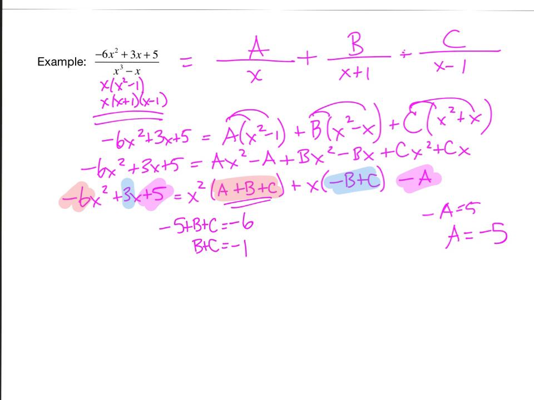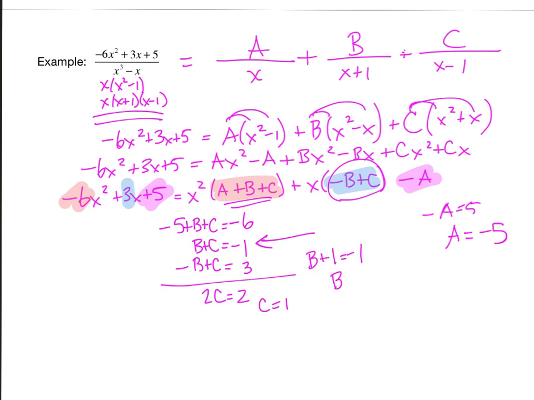And since here I have -b plus c equaling 3, I think I get 2c equals 2 or c equals 1. Okay, so the only thing I'm missing now is b, so I can put this c kind of anywhere. I think I'll put it into that equation right there. So I get b plus 1 equals -1, or b equals -2.